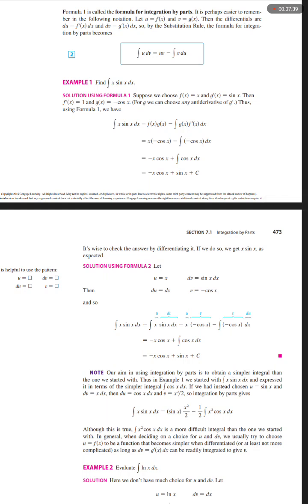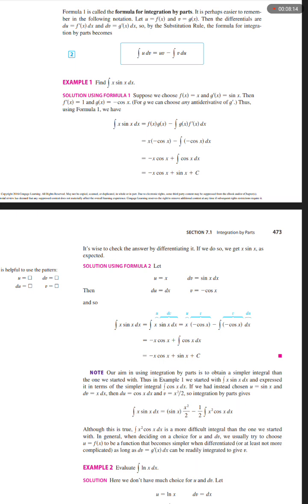Note, our aim in using integration by parts is to obtain a simpler integral than the one we started with. Thus, in example 1, we started with the integral of x sine x dx and expressed it in terms of the simpler integral, the integral of cosine x dx.